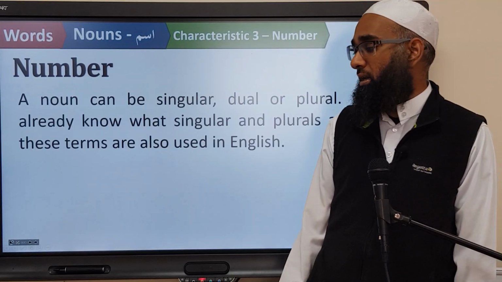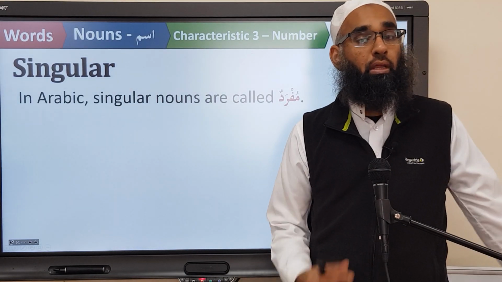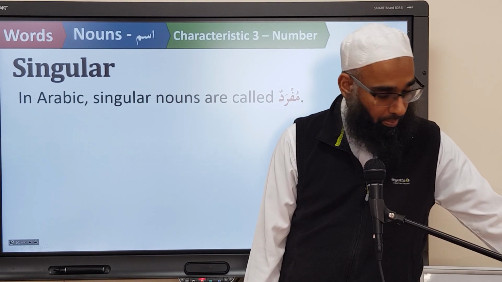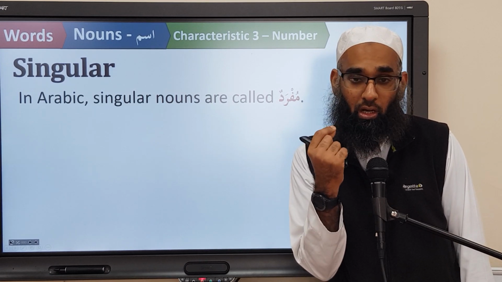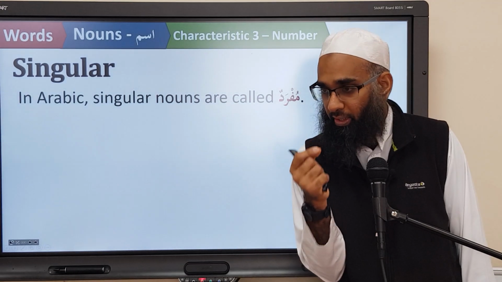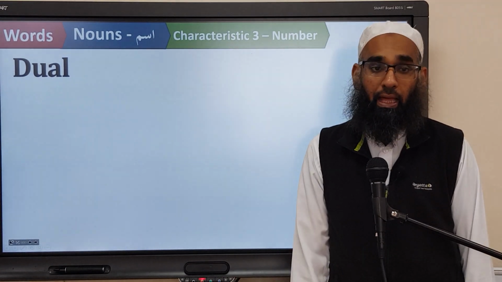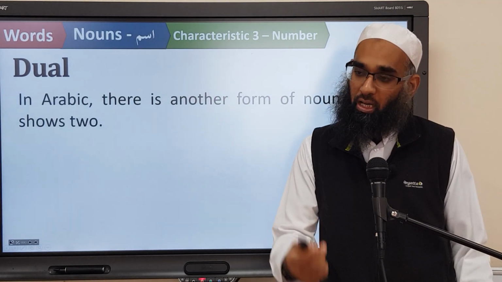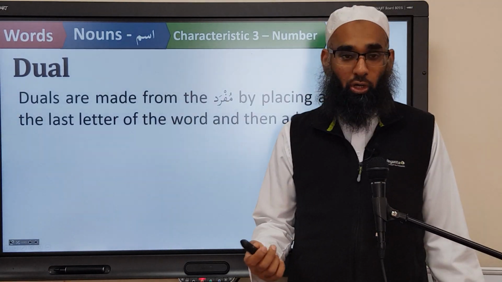So what do you call single in Arabic? Mufradun. A singular word is called what? Mufrad. So when a word is singular, what do you say in Arabic? Mufrad. Mufrad means singular. Correct? So what's the new word we learned today in this lesson? Mufrad. Okay? And then we have dual. So I told you before the Arabs have their own word for dual. Okay? Now how do you make a dual?